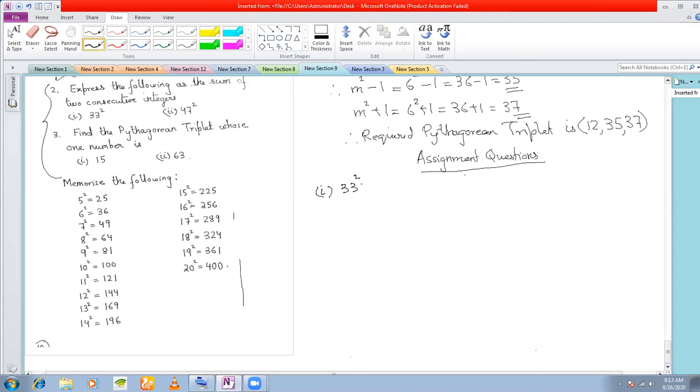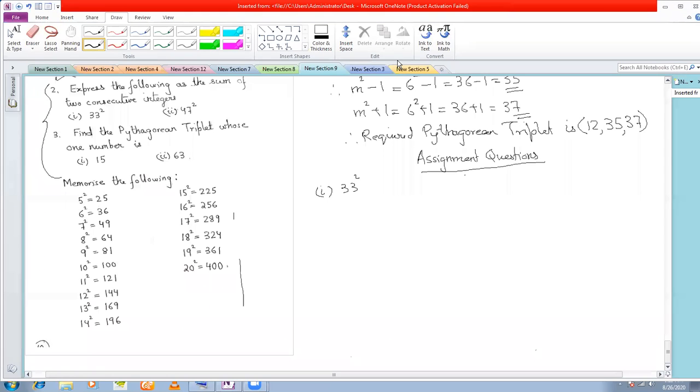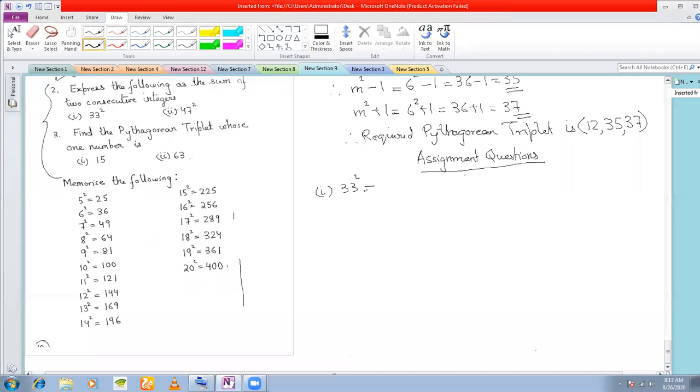Now remember that property of square numbers, that any square number can be expressed as a sum of two consecutive natural numbers, right? So 33 square similarly can be expressed as a sum of two consecutive natural numbers. How can they be expressed? First of all, we find out the square of 33. And how do we find out the square of 33?